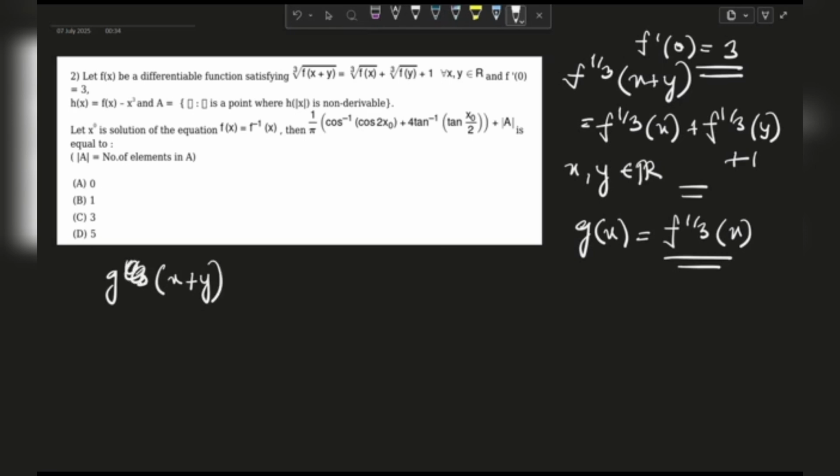So let's take some function g(x) to be this f^(1/3)(x), and now we write the same functional equation in terms of g(x). So this becomes g(x + y) = g(x) + g(y) + 1. Now I will not take h(x) because it is already used in the question. Let's take a function k(x), which is basically g(x) + 1.